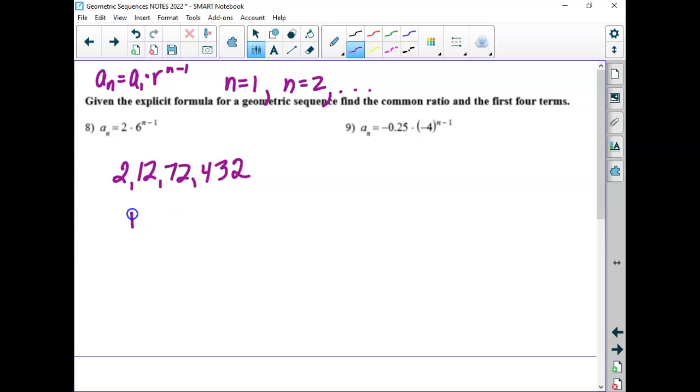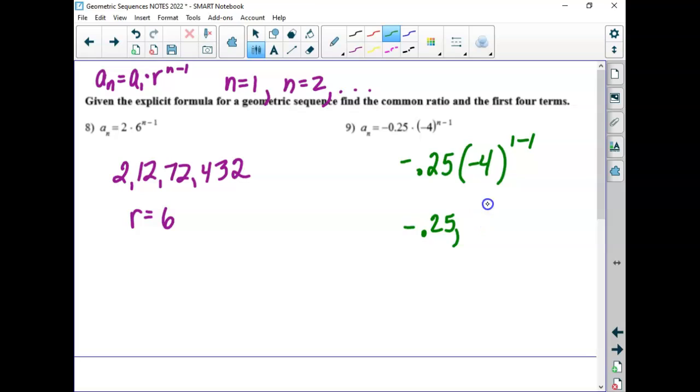And what was the common ratio? 6. Can you do this one on your calculator, please? If you put in a 1, negative 4 to the 0 power is what? Positive 1. So we end up with just negative 0.25 or 1/4, but we can use decimals since they did.